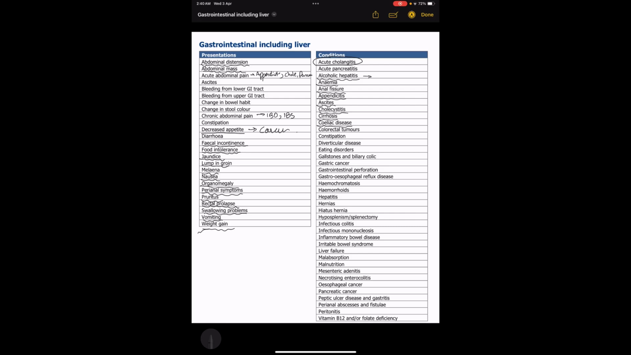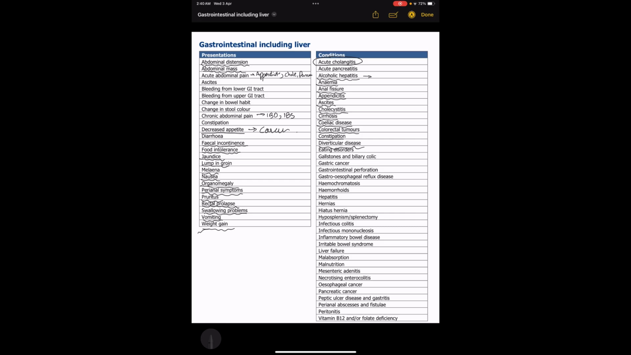Celiac disease, it is a disease that results due to intolerance of gluten products. It results in diarrhea and pain. Colorectal tumors, there will be fever, loss of appetite, and loss of weight, along with perianal symptoms such as bleeding, or any mass, or constipation, diarrhea. Constipation, we have talked about it.